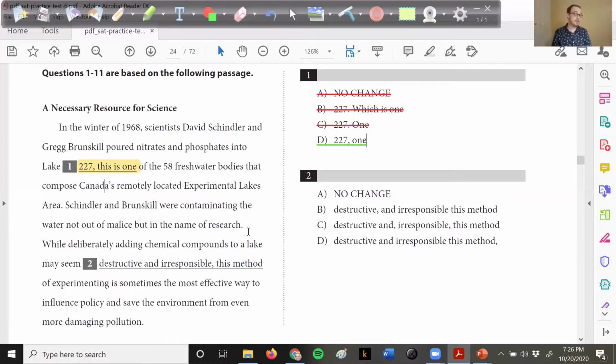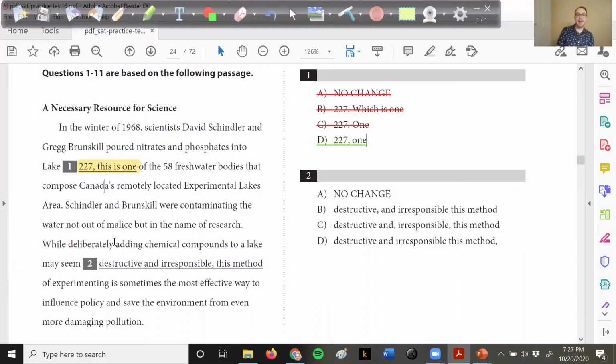Now, if I were teaching a literature class, I would encourage you to know the names of the characters and of the people you're reading and writing about and be able to pronounce them. But that's not what we're doing. All we're trying to do is get through this test and spot the mistakes as they come. So if Schindler and Brunskill are not the most natural names for you to read, just call them SMB as you go. Schindler and Brunskill were contaminating the water not out of malice, but in the name of research.